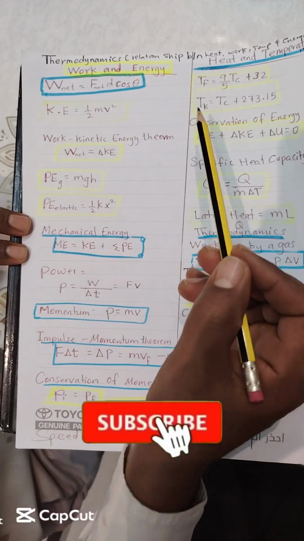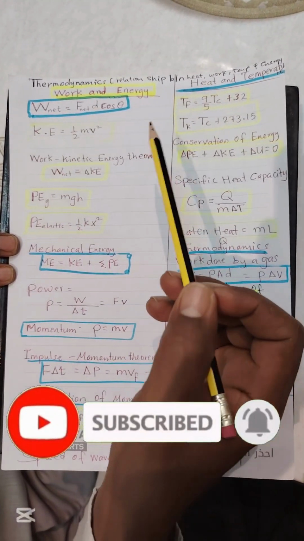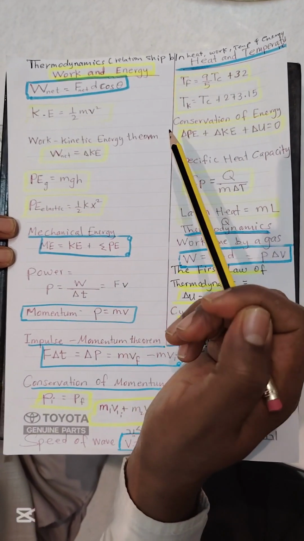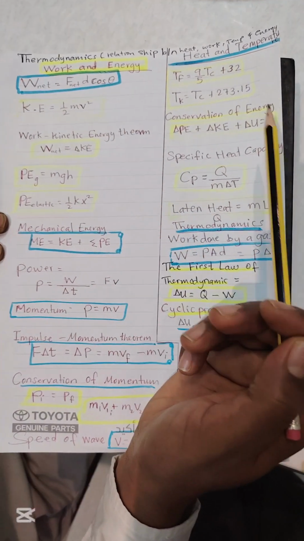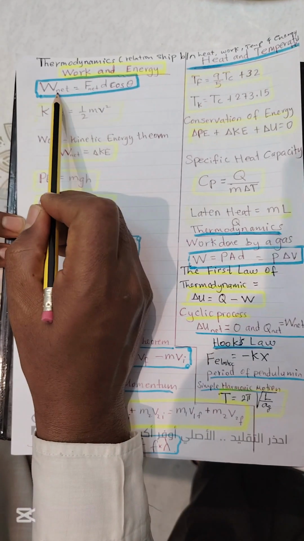Going to discuss some important formulas in the branch of physics, which is thermodynamics. You know, thermodynamics is a branch of physics that studies the relationship between heat, work, energy, and temperature. Here we have work done.